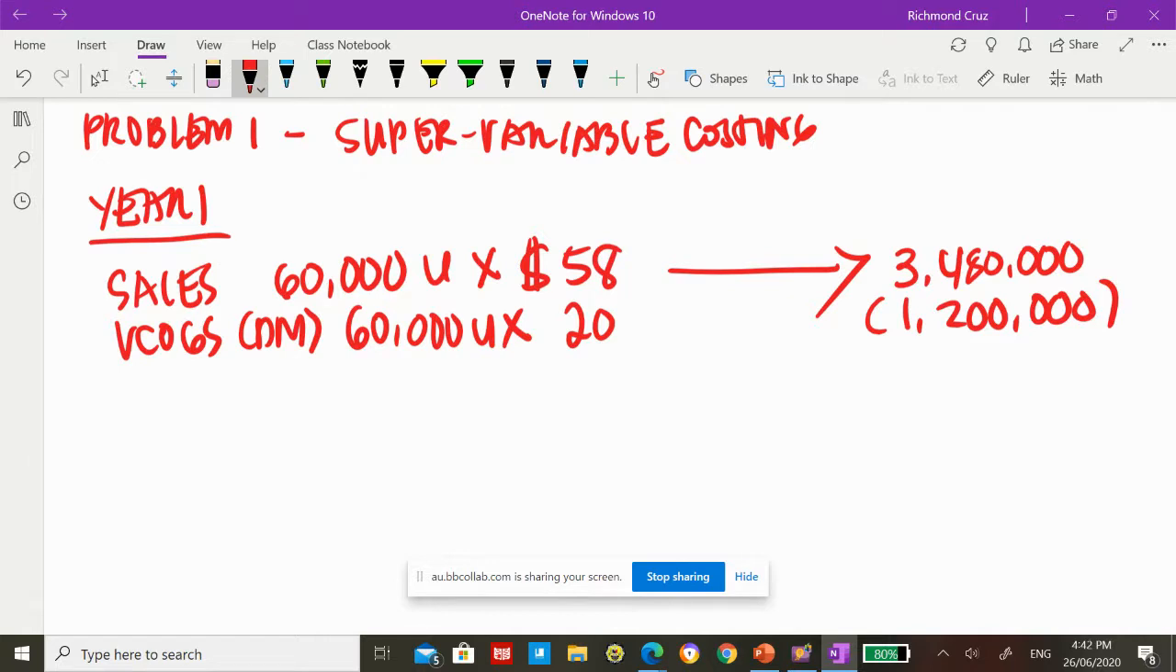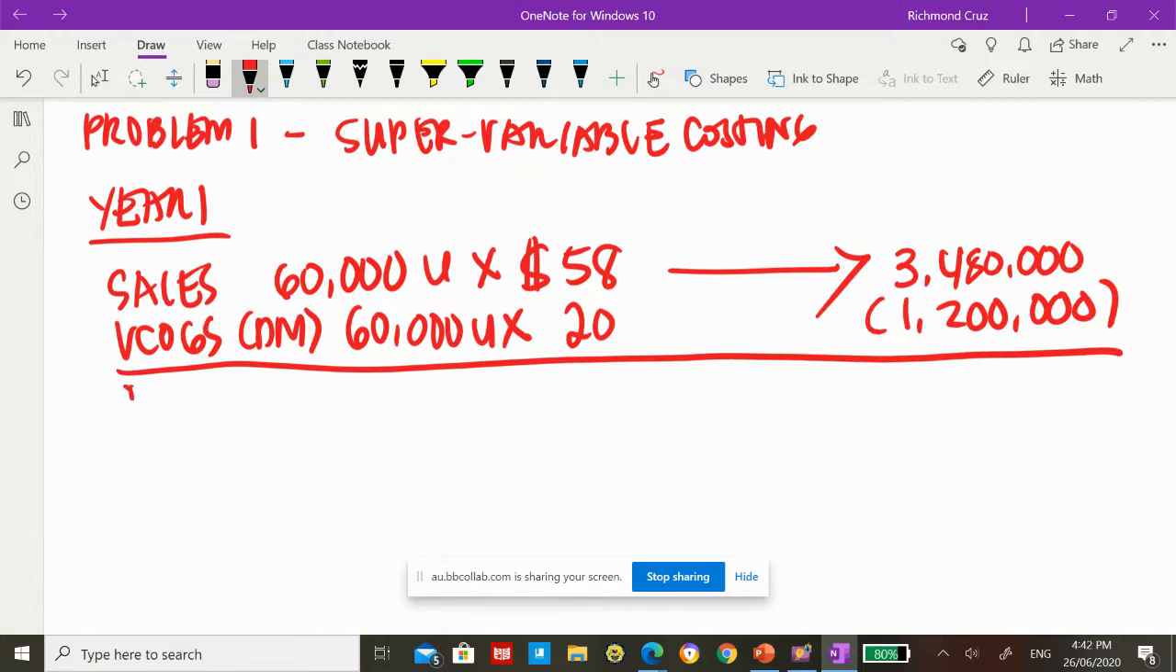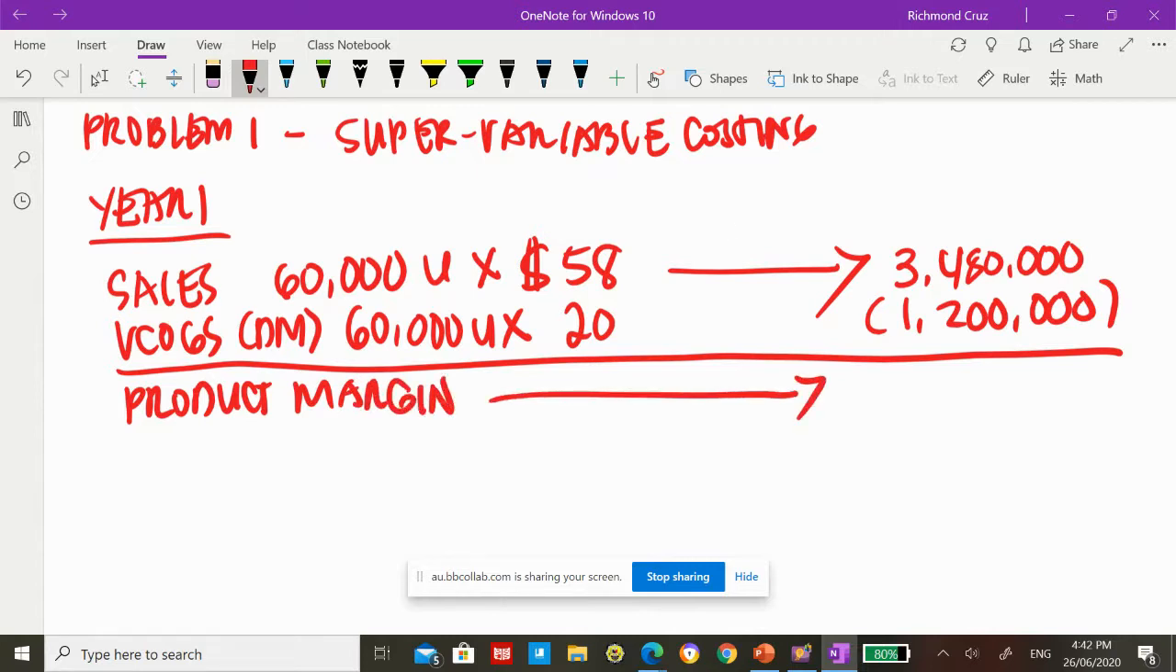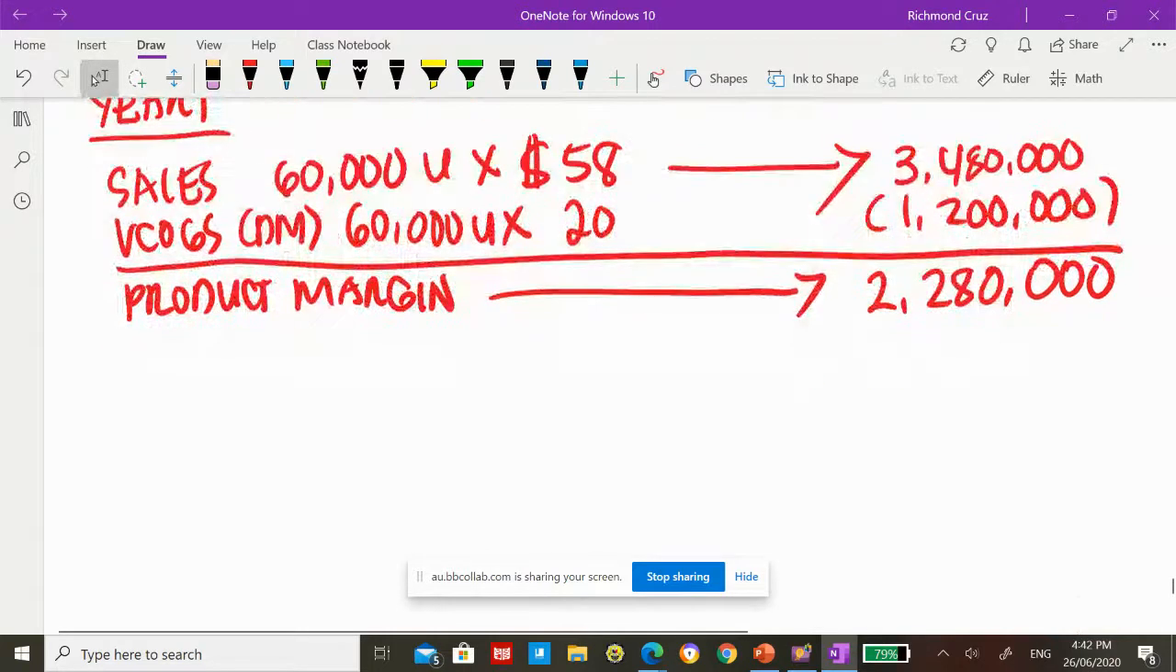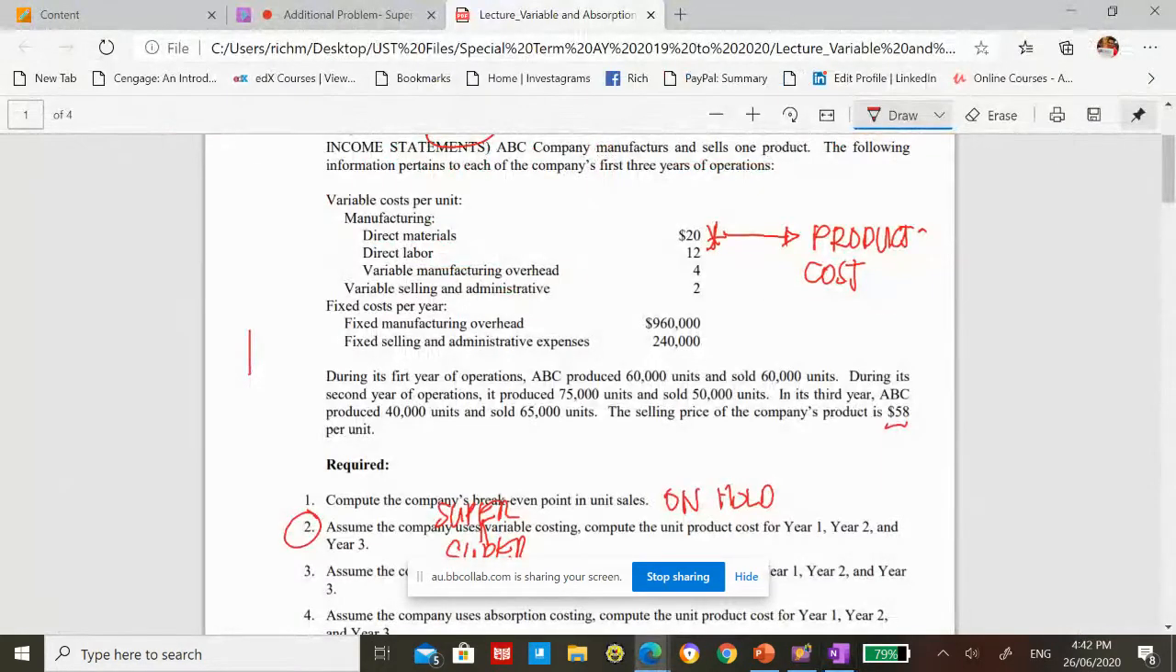After deducting the variable cost of goods sold, we arrive at the contribution margin. Sorry, this is not contribution, this is product margin. That is 3,480,000 minus 1,200,000, so this is 2,280,000.